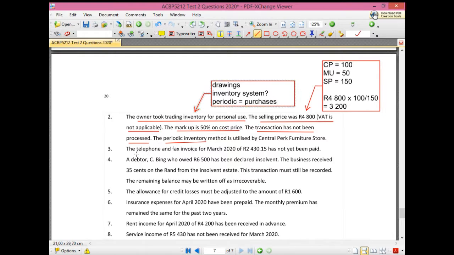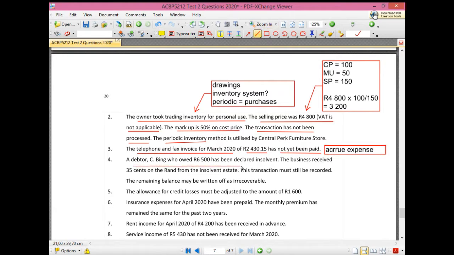Then the next thing they tell us, the telephone and fax invoice for March 2020 of 2,430 Rand and 15 cents has not yet been paid. So if it's not been paid as yet, it has not been captured in our journals, so we need to accrue for this expense. It's an expense that relates to our financial period, but we haven't accounted for it, so we accrue the expense.